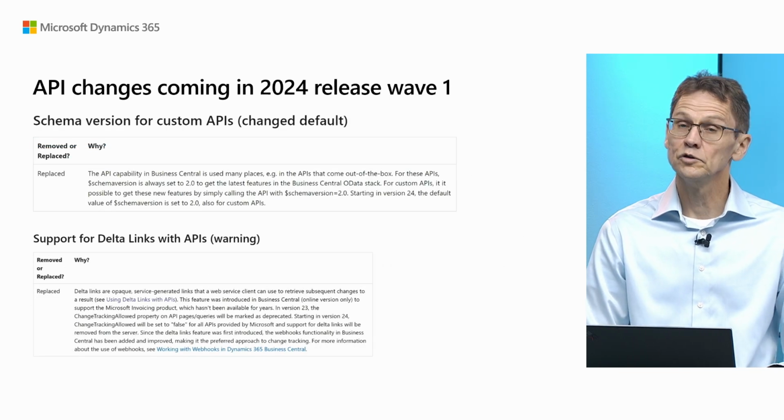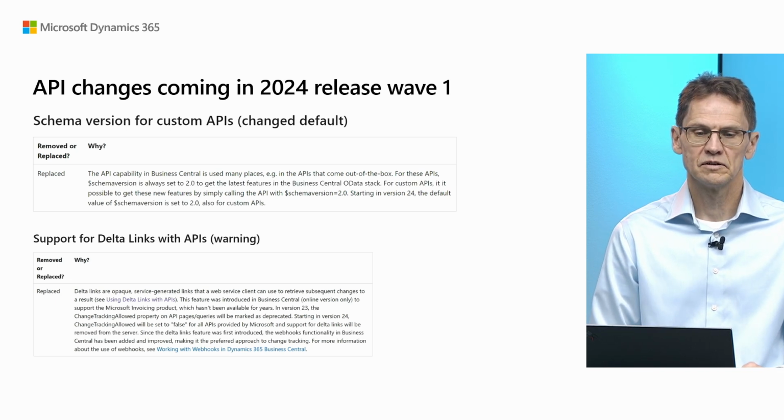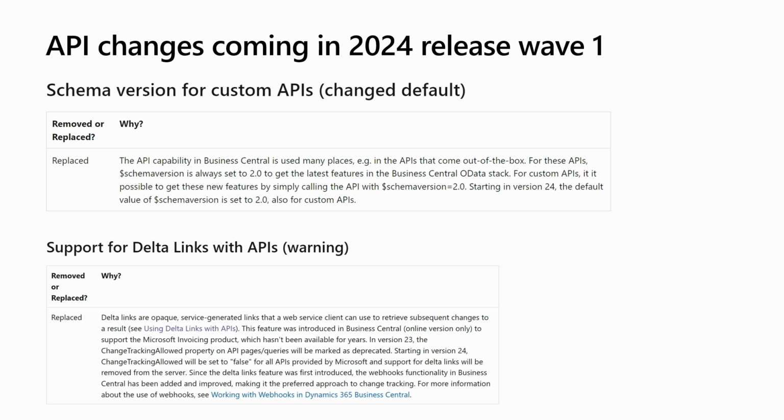There are also a few upcoming changes. The schema version for custom APIs will change its default, and we are removing the support for delta links. It's already not really supported. There are very, very few users of this functionality, and we will be removing that.